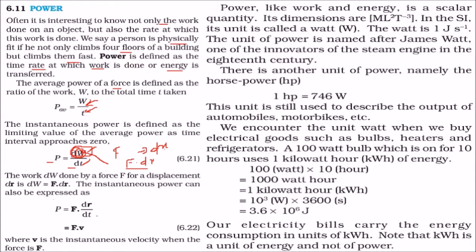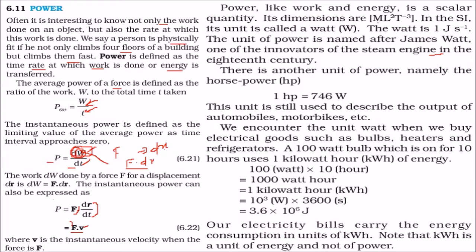F comes outside this dr by dt. This is a dot product. So dr by dt is what? It is velocity. So force into velocity. In this case, F is the force and V is the instantaneous velocity when the force F is applied. So power, like work and energy, is also a scalar quantity.